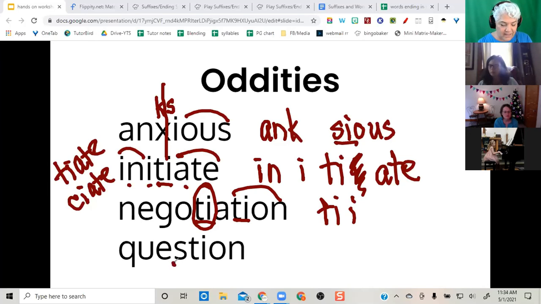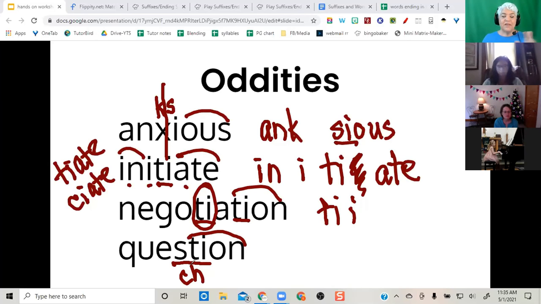And when you have the S-T-I-O-N, we see the T-I-O-N saying shun, but we don't say question with a sh, because as you're going from an S to a sh, it comes out as ch. So the S-T-I represents the ch sound, question. Okay, so those are some of the oddities just to keep in the back of your mind as you deal with words.